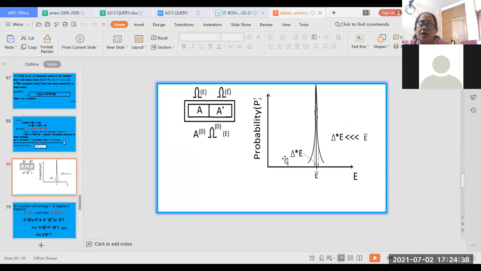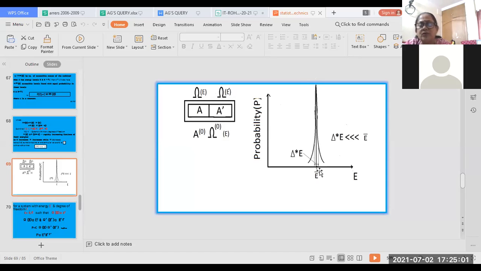So what is delta star E? If you take the peak of this graph divided by root 2, you will get some value. Locate that value on the y-axis and draw a line here. It cuts at 2 points. Then draw two vertical lines, and they will intersect the x-axis at 2 points.